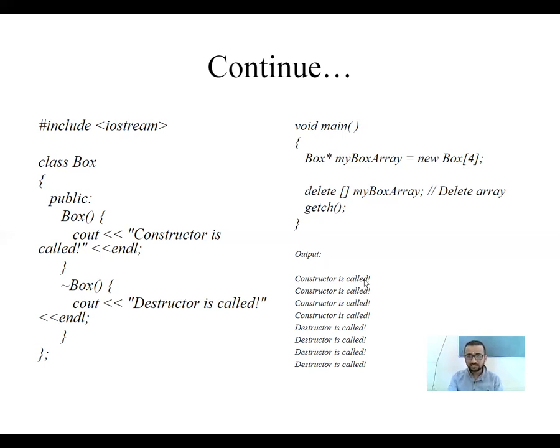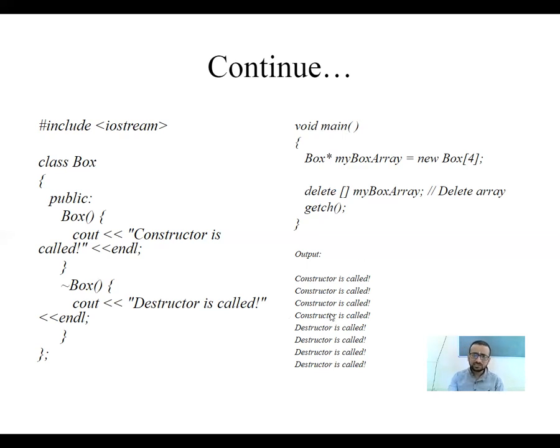So the output will be that the constructor is called for the first element, then it is called a second time for the second element, a third time for the third element, and a fourth time for the fourth element. So we have memory for these 4 elements. Now here we only have the constructor. If we had some data members, those data members would be initialized to particular values, and some memory would be allocated for those data members.